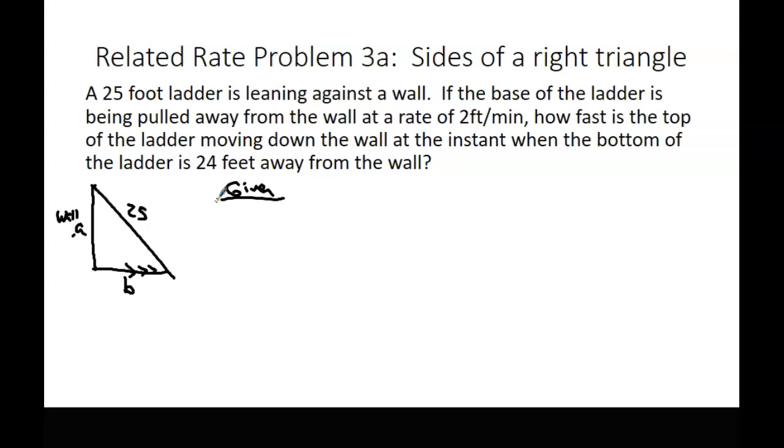So it's not dA. If the base of the ladder is being pulled away from the wall at a rate of 2 feet per minute, that is dB dt. The base is increasing, right? So it's dB dt. Now, is it going to be positive or negative? Well, it's positive. Why? Because we're pulling the base of the ladder away from the wall. What's happening to it? It's getting bigger. So dB dt is positive, okay?